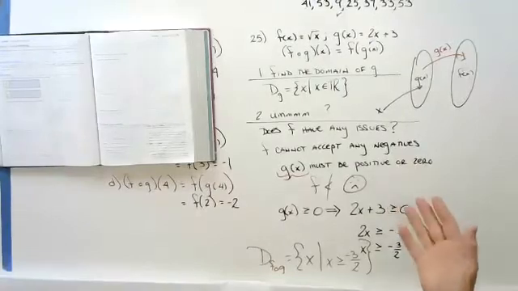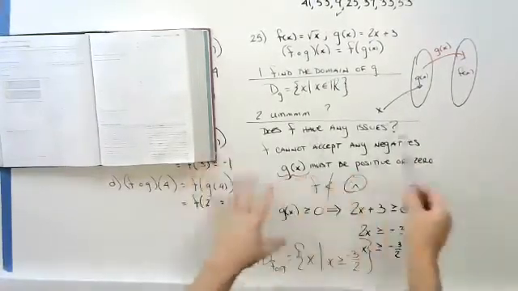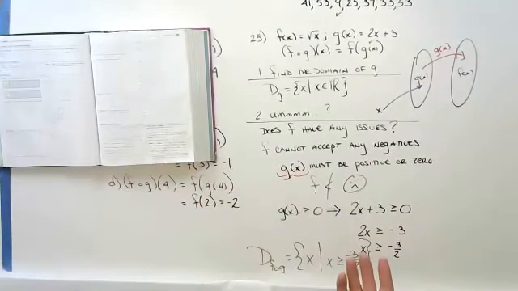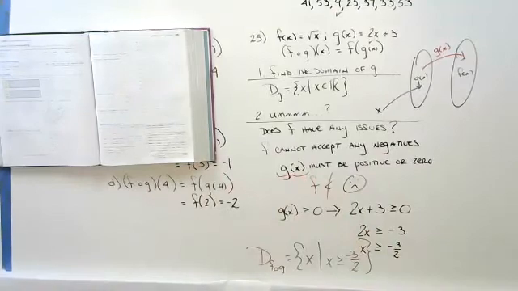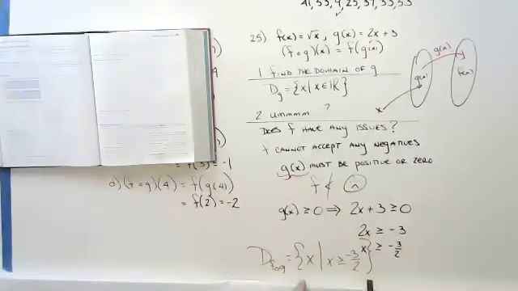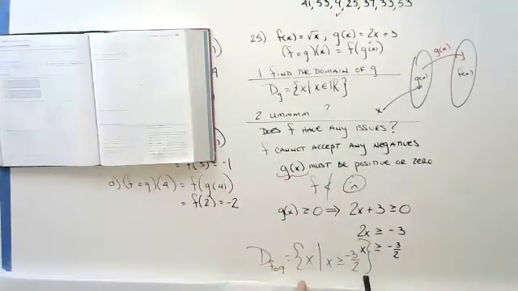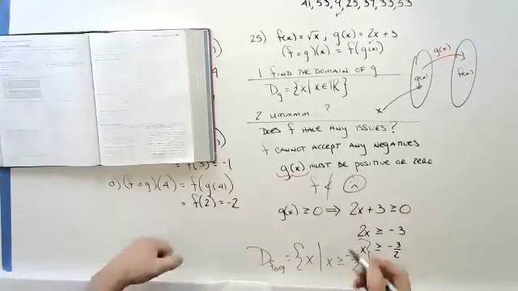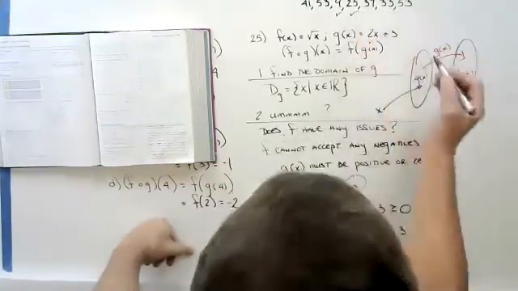So 25 was to find the domain. Notice we didn't find f composed with g, right? We don't care. It's not important. It's not part of the problem. You don't need it to answer the question. So why go find it? You're just doing extra work. So that takes care of 25.